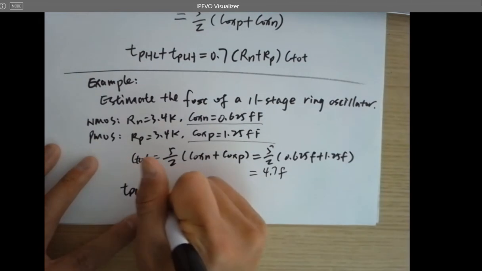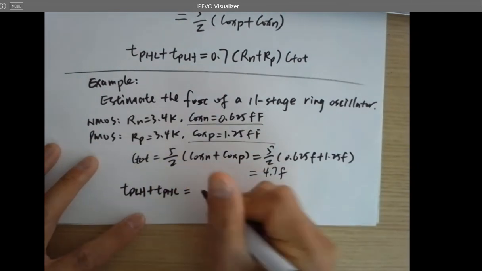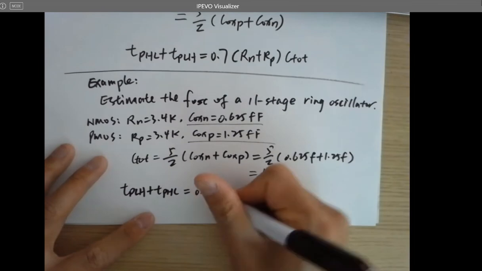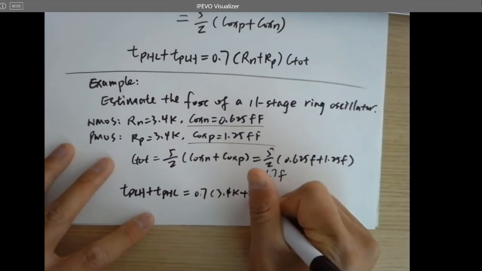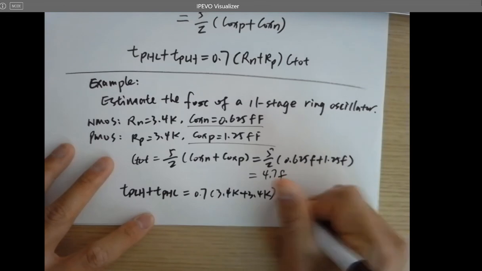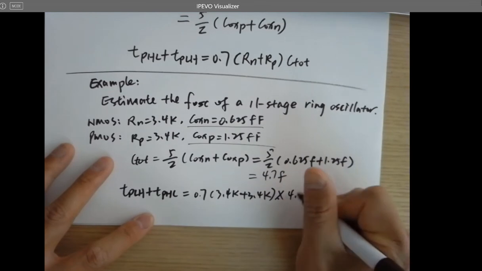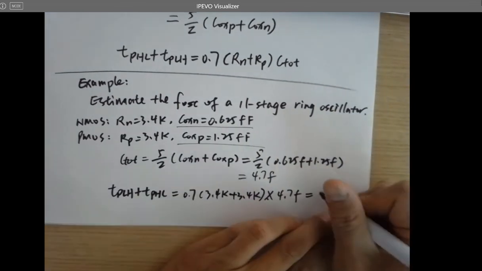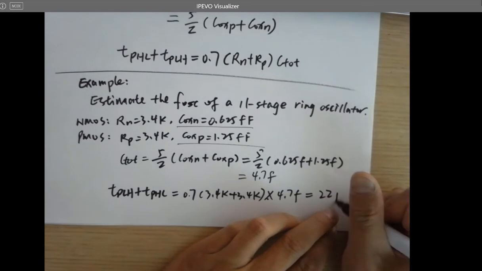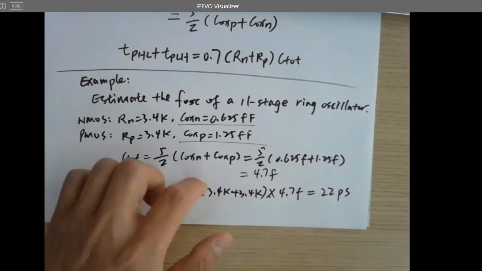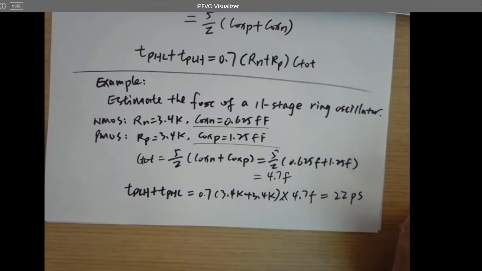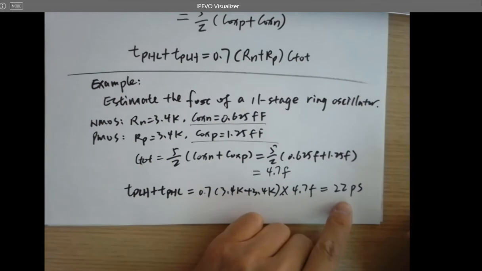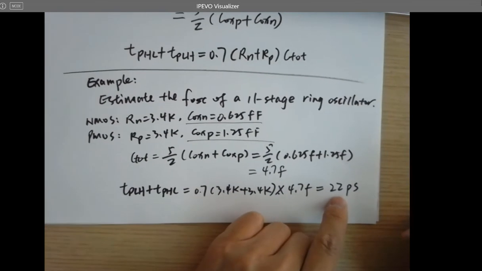TPLH plus TPHL is 0.7 times 4.7 femtofarads. They're getting up somewhere around 22 picoseconds. So you can see this is using the 50 nanometer technology from the model in the textbook. You can see the period. That's a super fast clock.